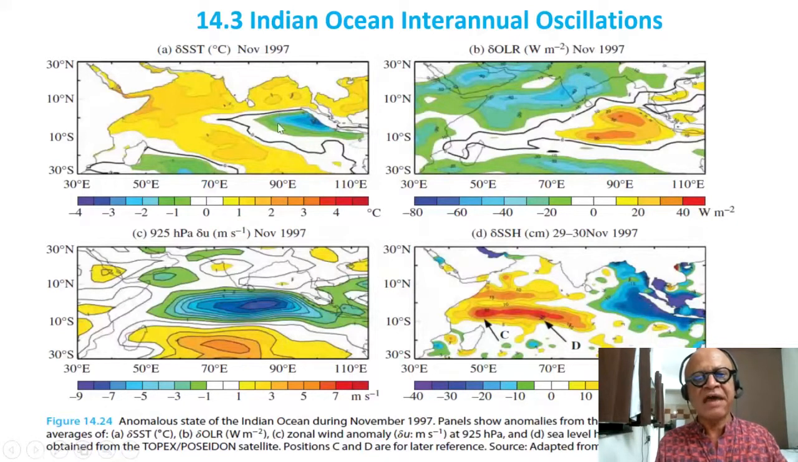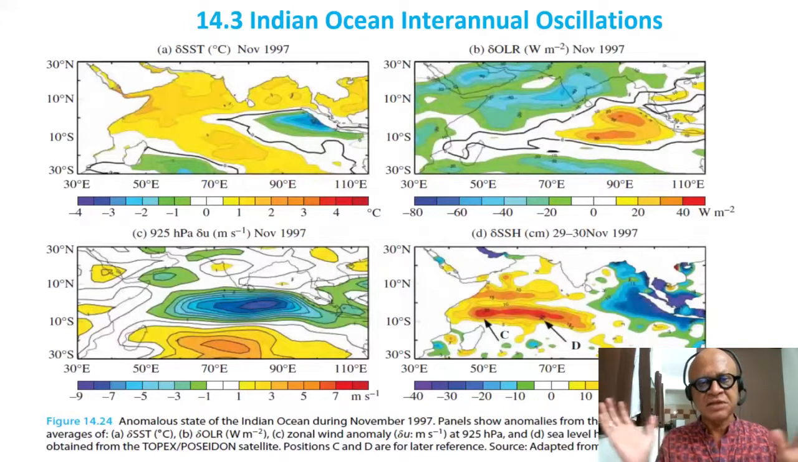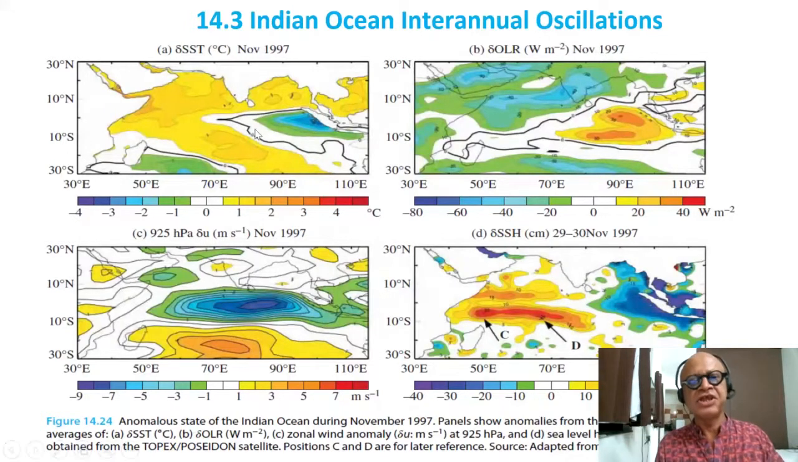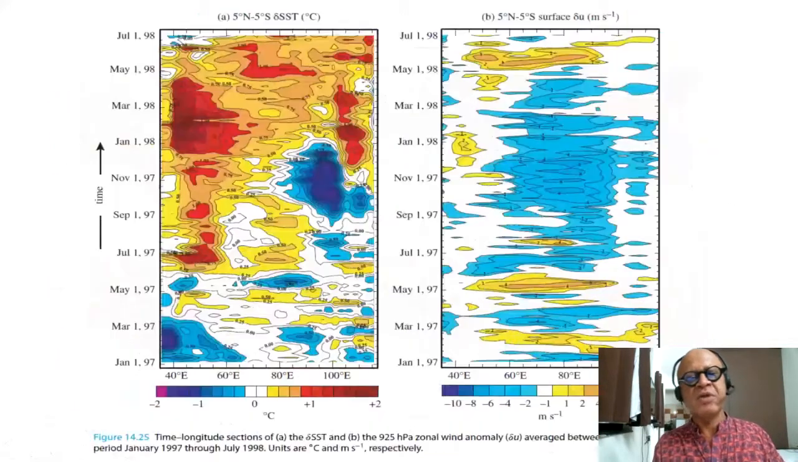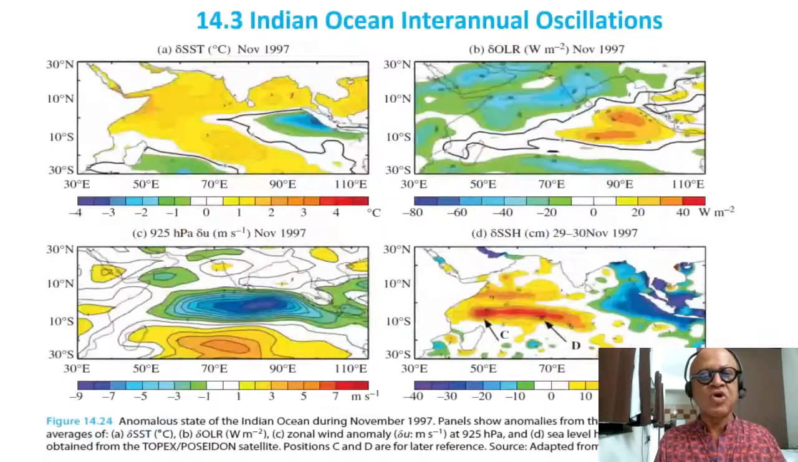So both of them have an El Nino that only lasts in its peak phase for a season. So the whole life cycle is much shorter, and in the Indian Ocean it's called the Indian Ocean Dipole. There's a lot of debate about whether it's really a dipole or a monopole, and whether it's related to El Nino or not, and so on and so forth, which we won't get into.